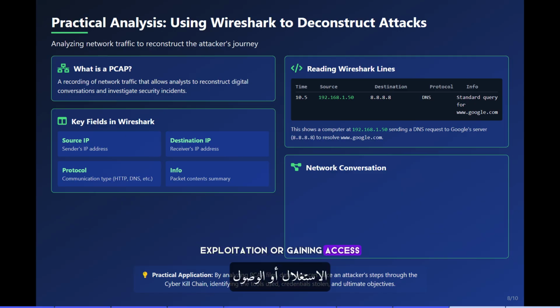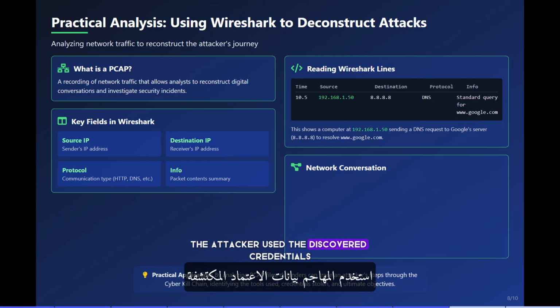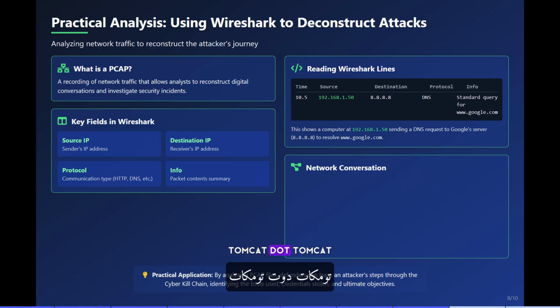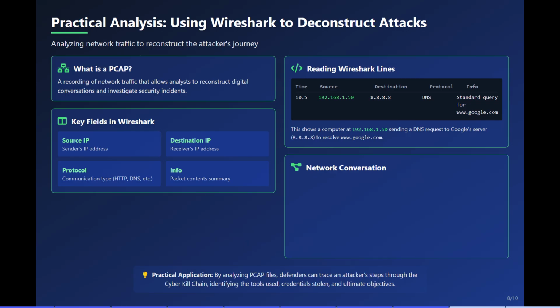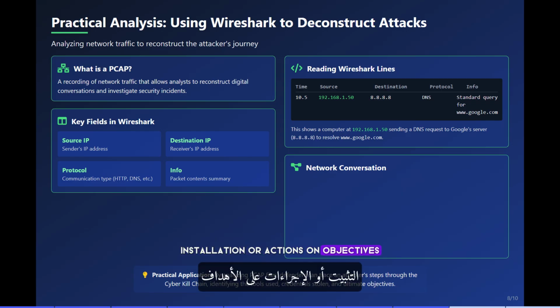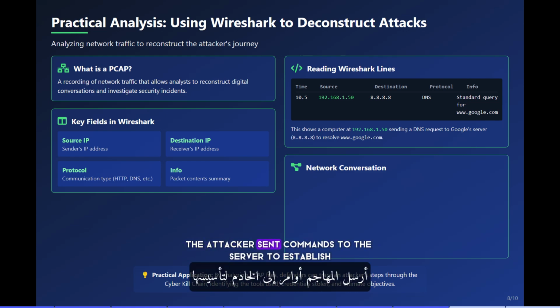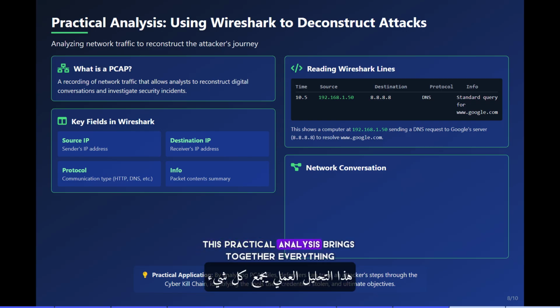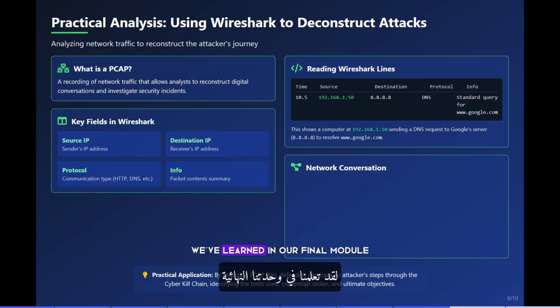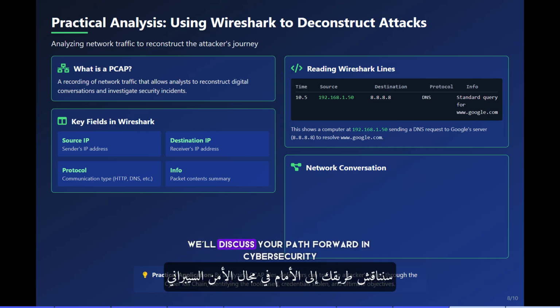Exploitation, or gaining access. The attacker used the discovered credentials tomcat/tomcat to log into the web server's admin panel. Installation, or actions on objectives. From here, the attacker sent commands to the server to establish persistence or exfiltrate data. This practical analysis brings together everything we've learned. In our final module, we'll discuss your path forward in cybersecurity.